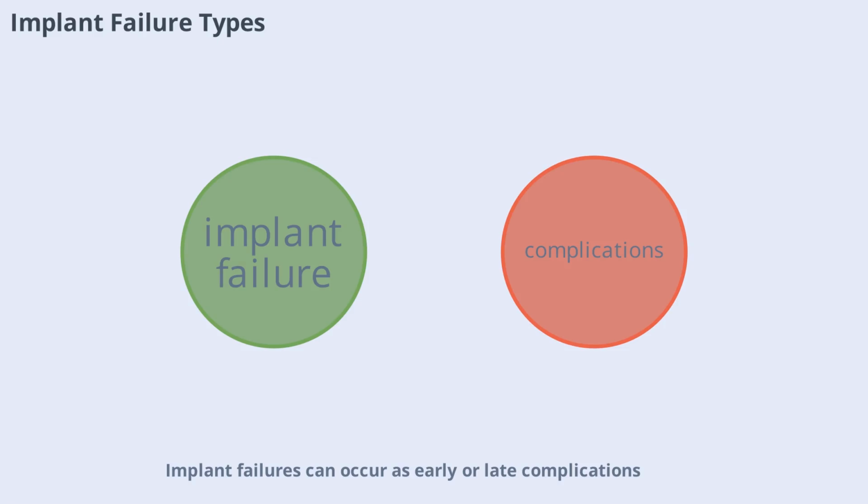Implant failures can occur as early or late complications. Early failures typically happen soon after insertion, while late failures arise after reconstruction. Understanding the timing and causes of implant failure is crucial for prevention and management. Both types of failures can significantly impact patient outcomes and require prompt intervention.